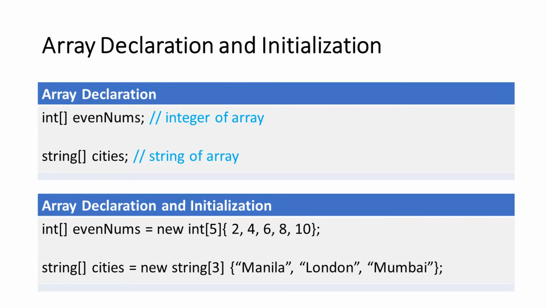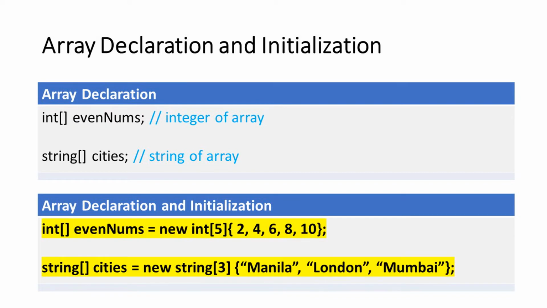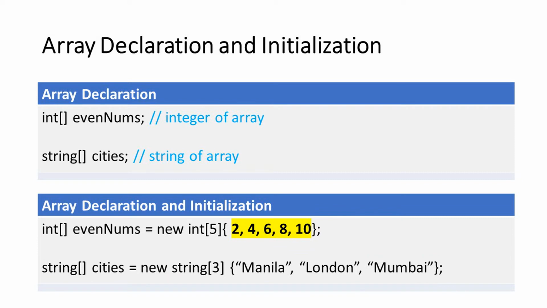To declare an array, define the variable type with the square brackets, followed by the name of the array. We can also declare and initialize its values in a single statement. The evennums array can store up to 5 integers, which are the elements of the array. Array elements are added in a comma-separated list inside curly braces. This number inside the square bracket specifies the size of an array. In the same way, the size of the cities array is 3.